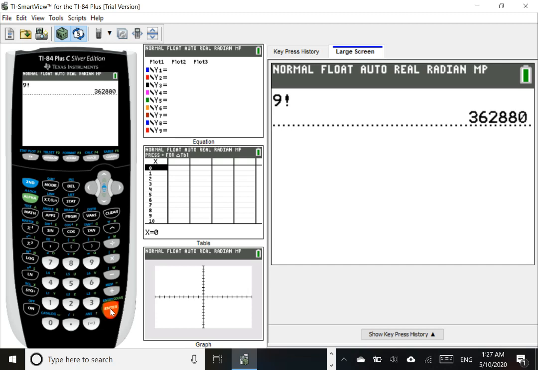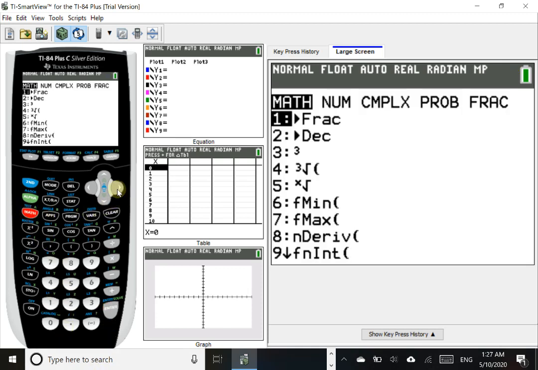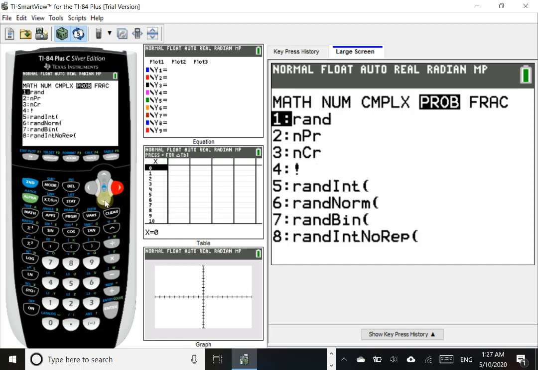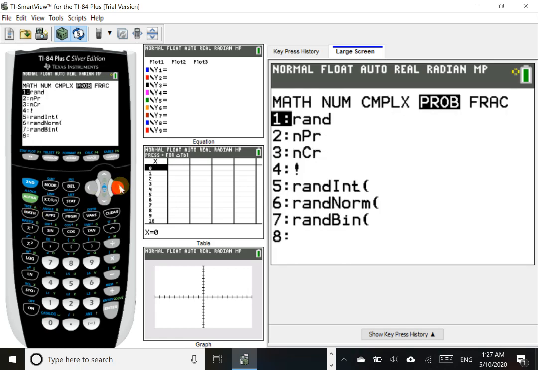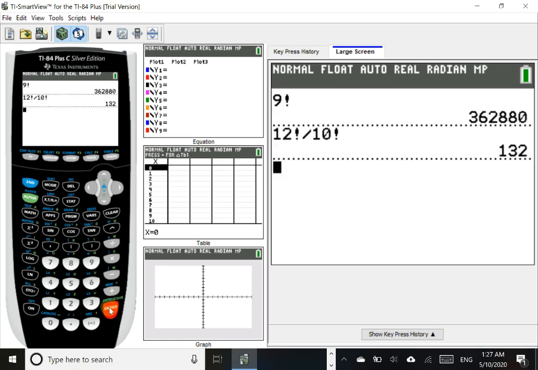Let's do number 16. In number 16 we did 12 factorial, so there's going to be 12, math, go to prob, down to factorial, enter, that's 12 factorial, and then divided by 10 factorial, so hit 10, and then math button, go to probability, down arrow to factorial, enter, and enter again. And there you go, 132. That's what we had before also. Now let's take a look at the one we did, number 18.